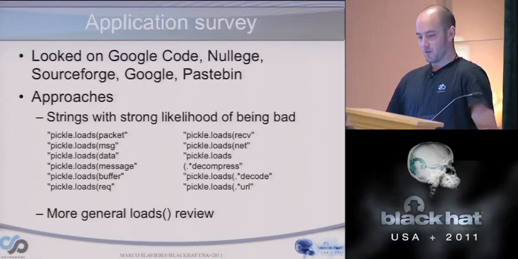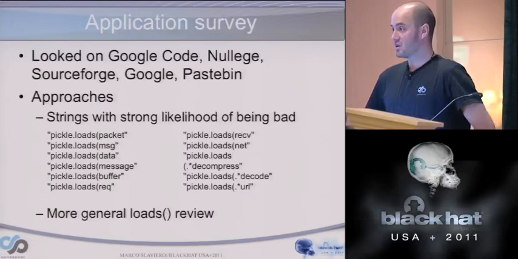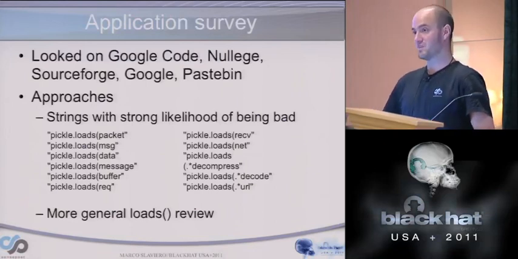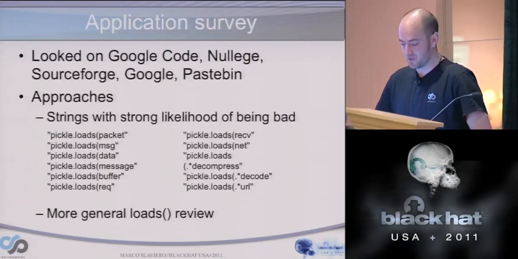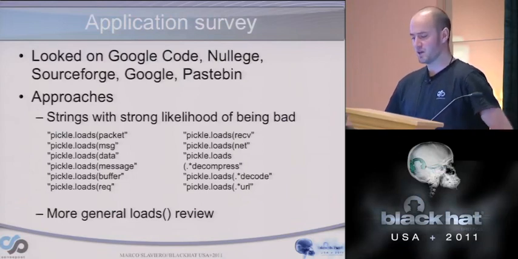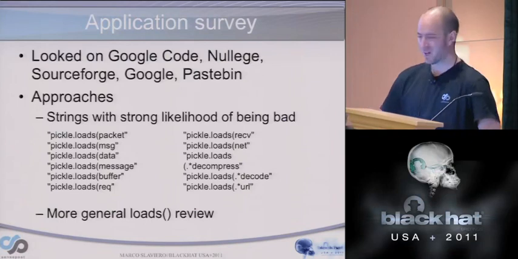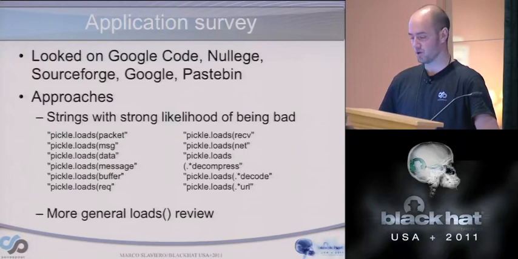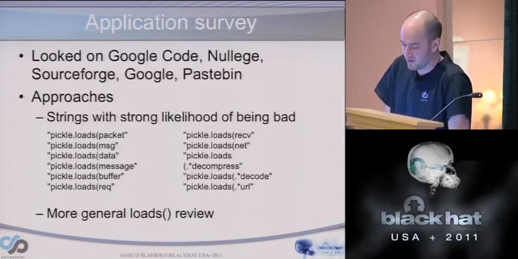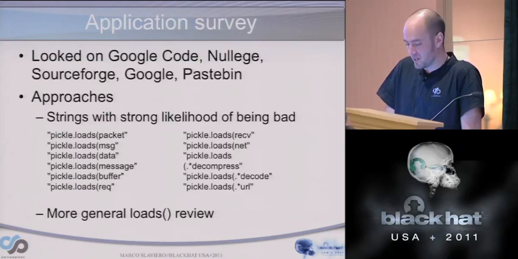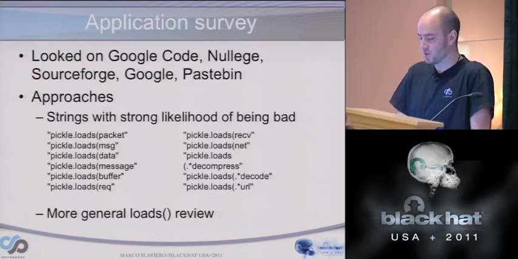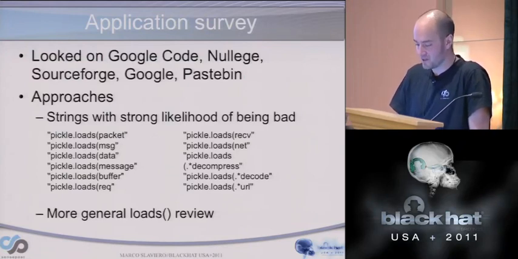With this, we went for a survey to find as many bugs as we could. We looked in a few places: Google Code, SourceForge, Google itself, Pastebin, and so on. Basically, you're searching for bad calls. Bad calls can be obvious things like pickle.loads on a packet, but could also be in combination with decode and decompress and so on.